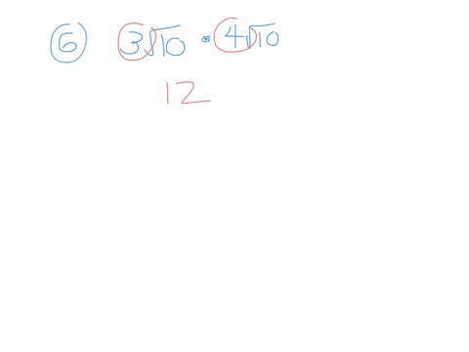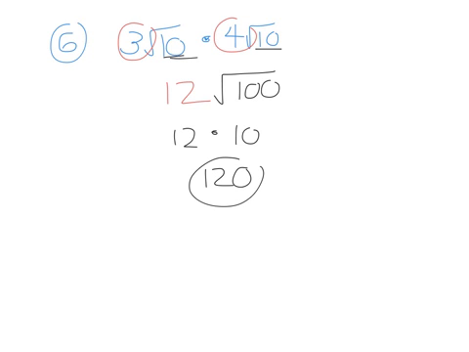Number 6, we're going to multiply 3 radical 10 times 4 radical 10. So when we multiply these radicals together, we're going to multiply what's on the outside. 3 times 4 is 12. And then we're going to multiply what's on the inside of the radical. 10 times 10 is 100. 100 happens to be a perfect square. It equals just plain 10. We multiply 12 times 10, and that answer is 120.